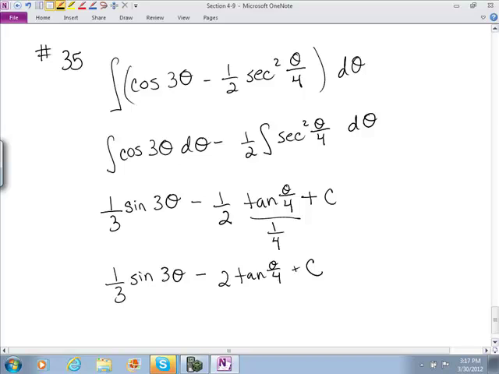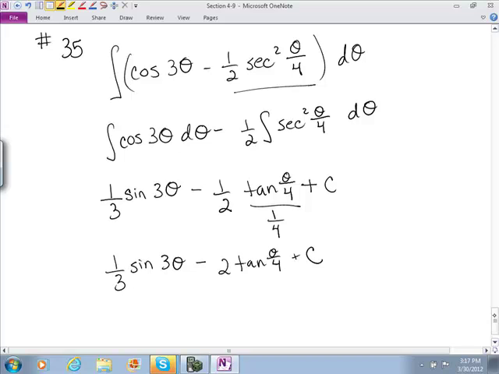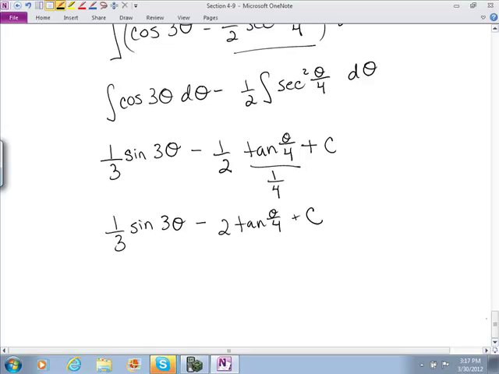See, the derivative of tangent theta over 4 is going to be secant squared theta over 4 times the derivative of theta over 4, which is 1/4. When you have that 2 in front, the 1/4 and the 2 makes 1/2, which is what you started with there. That's where that 1/2 comes from. So dealing with those fractions can be a little bit confusing.